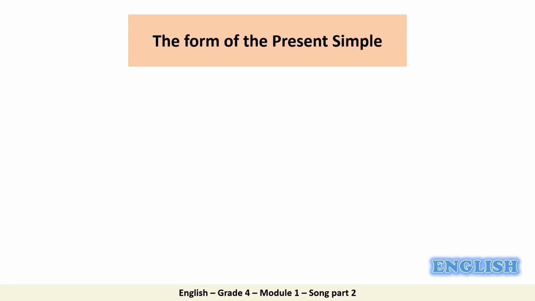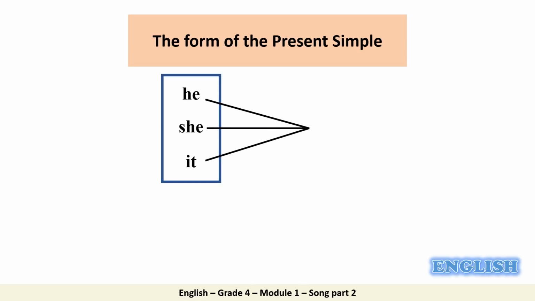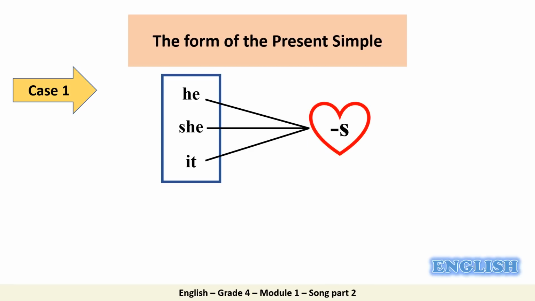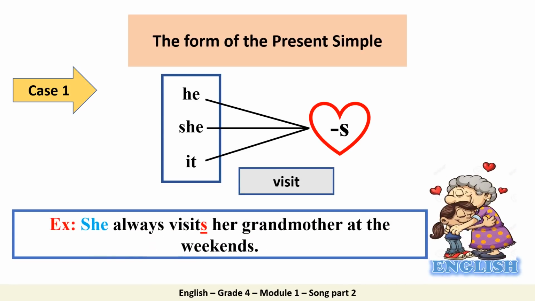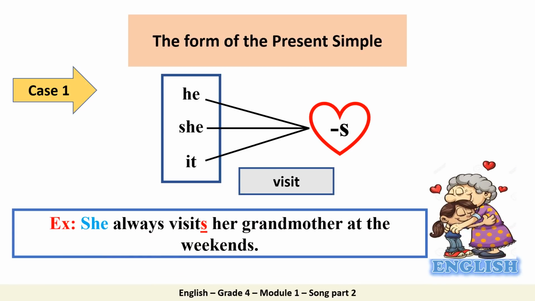The other pronouns are he, she, and it. They are a good family. They like visitors. They like friends. So the first case here is that the pronouns he, she, and it love s. Let's see the example that we have with the verb visit. She always visits her grandmother at the weekends. In this example, we have the pronoun she, and s is added to the verb visit. So it becomes visits.